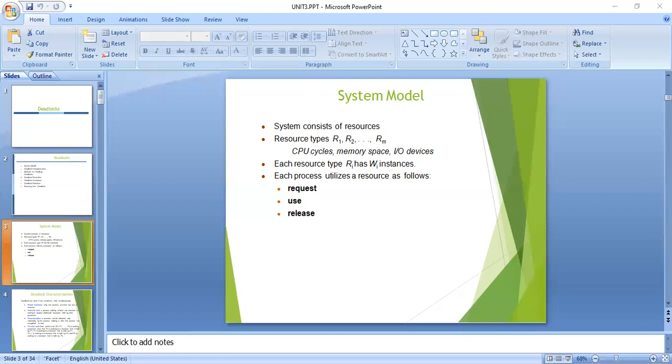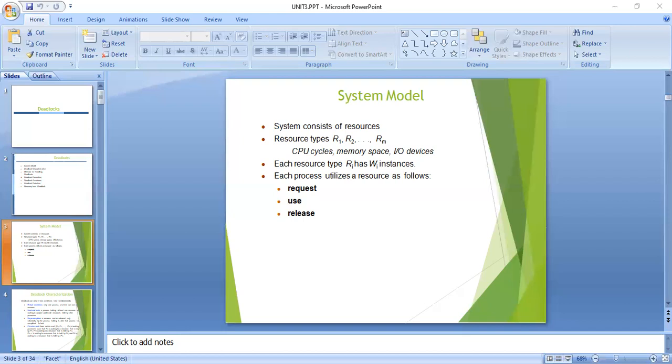The request edge is nothing but a directed edge. What is the meaning of a directed edge? It means the process is requesting the resource. That is, Pi, where Pi is process i, is requesting the resource Rj. The second one is the assignment edge. The assignment edge is also a directed edge. As the name itself indicates, the resource Rj is assigned to the process Pi.